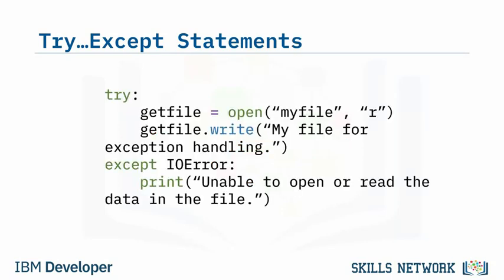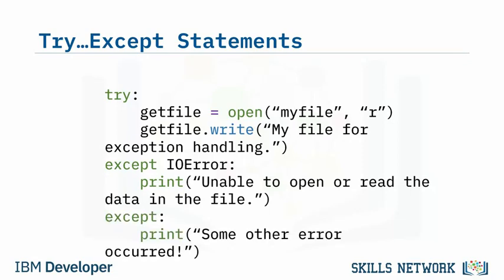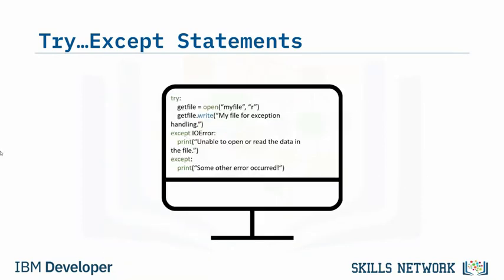When writing simple programs, we can sometimes get away with only one except statement. But what happens if another error occurs that is not caught by the I/O error? If that happened, we would need to add another except statement. For this except statement, you will notice that the type of error to catch is not specified. While this may seem a logical step so the program will catch all errors and not terminate, this is not a best practice.